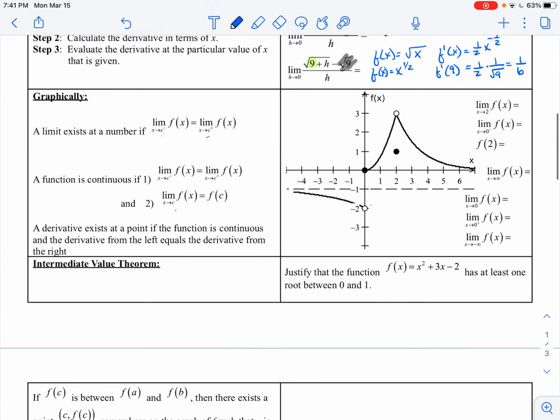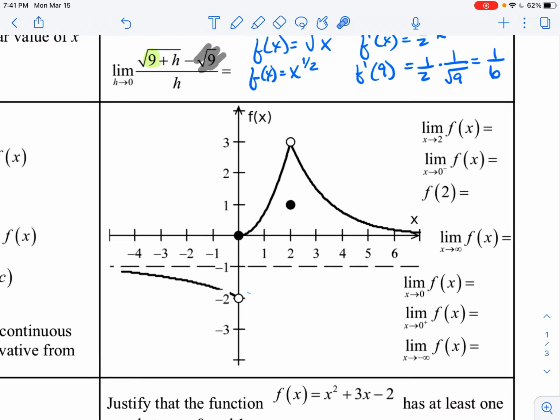All right, so graphically looking at limits, it says a limit exists at a number if the limit as x approaches c from the left of the function is equal to the limit as x approaches c from the right of the function. Now, a function is continuous if the limit exists and the function evaluated is equal to the limit. Now, a derivative exists at a point if the function is continuous and the derivative from the left equals the derivative from the right. Let's look at some examples.